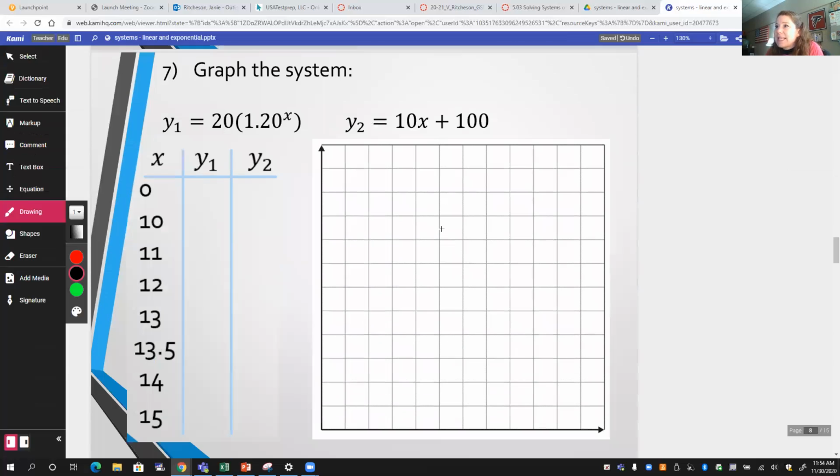All right, let's do number 7. And then you guys are going to do the last few on your own. So this is number 7. For 0, I got 20. I got 123.8, 148.6, 178.3, 214, 234.4, 256.8, and 308.1.